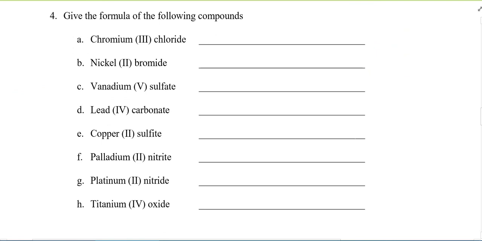Now, number 4, we'll go the other way. I would, again, write chromium 3, Cr3 plus, chloride, Cl minus. What's my formula? CrCl3. Okay, nickel 2 bromide. All right, Ni2 plus, Br minus. What do we get? NiBr2.